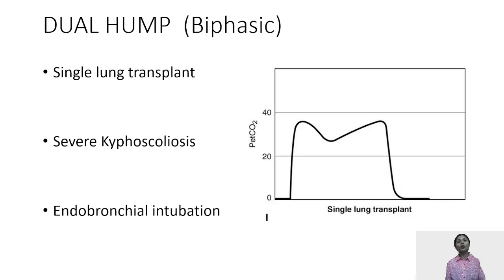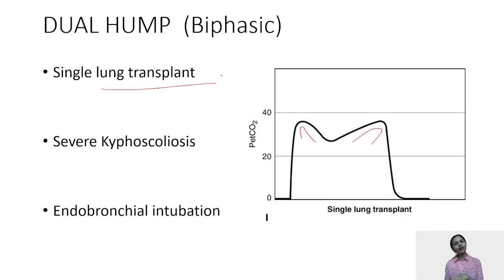One of them is a dual hump capnograph. That is the dual hump, like a camel hump, which has two upstrokes during phase 3. When there is a biphasic upstroke, you can well imagine that there is some discoordination between the two lungs. That is why these two humps are coming.